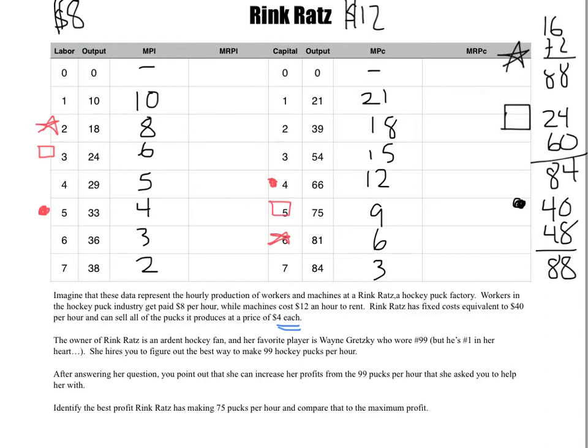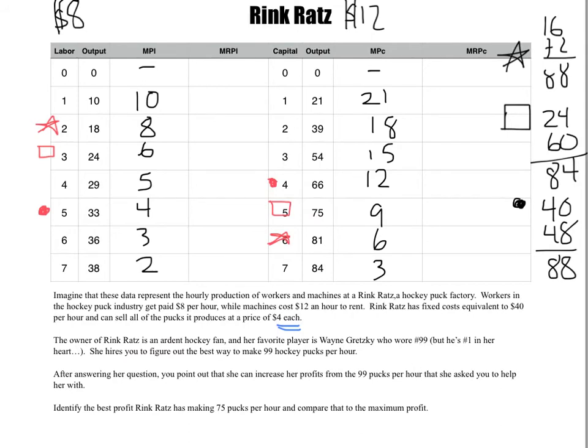And so obviously, if we were going to make exactly 99 pucks, the best way to do that would be to use this combination, 3 units of labor and 5 units of capital, because that is going to use the least amount of money to produce those goods. Let's use our least cost rule to demonstrate this.